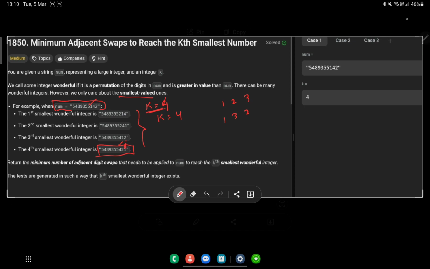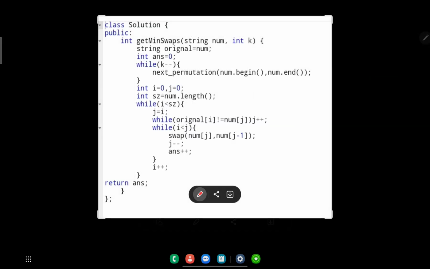So let us see the code of the question. Here is the code of the question. First we have taken the string original, because the next permutation will result in the change of the original num, so we have taken a temporary variable to store the num, and answer we have initialized with 0, and till k minus minus, that is given in the question, we have to find the next permutation, so we reach k times after applying the next permutation.